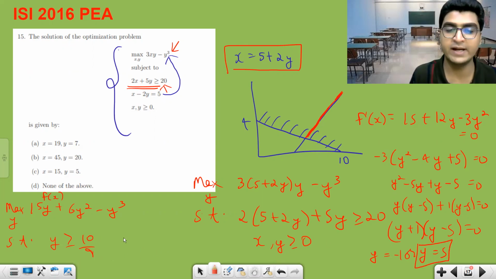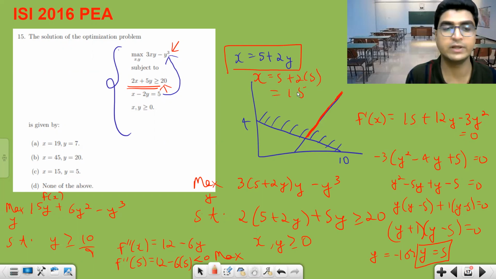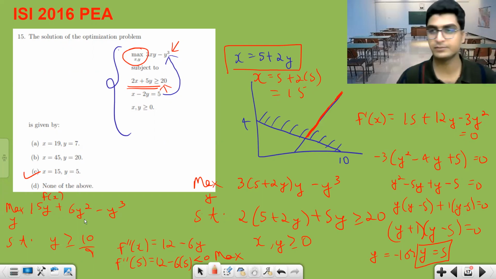Let me now find the second derivative. F double dash will be equal to 12 minus 6y. I need to evaluate it at 5. So 12 minus 6 times 5, 6 fives are 30, so this is negative, which means this is a local maximum. So y should be equal to 5, and that will give me x equal to 15. So the answer is C. We need maxima only. So y equal to 5, x equal to 15 is the local maximum.